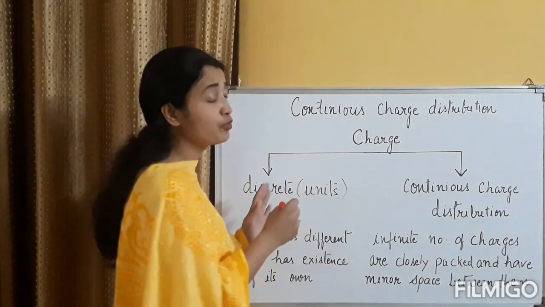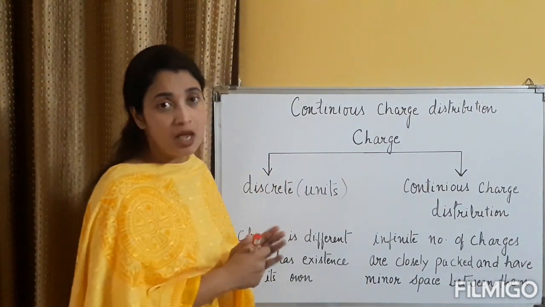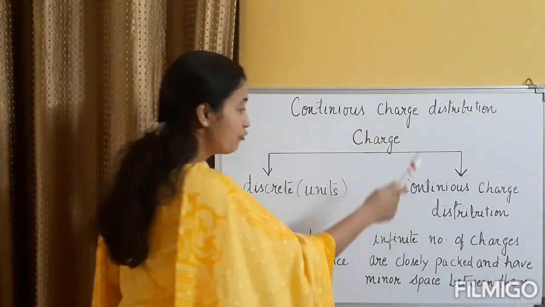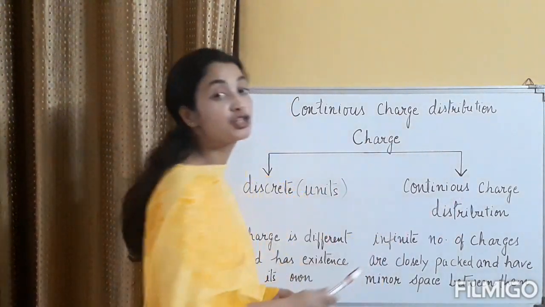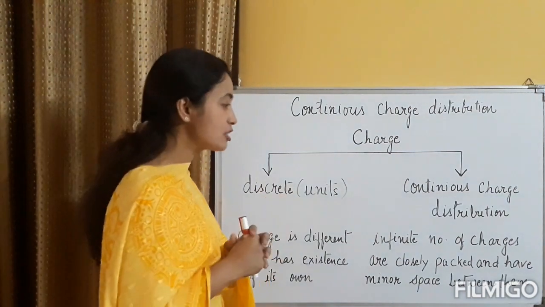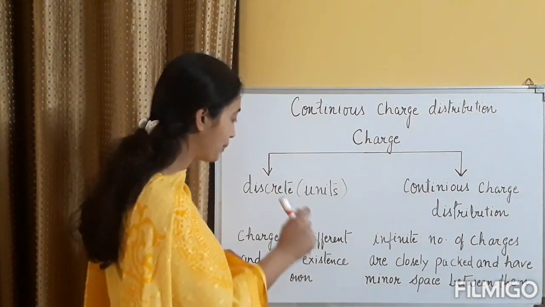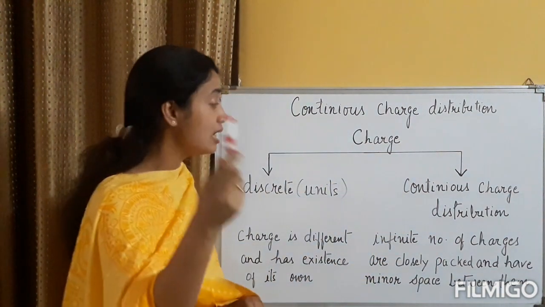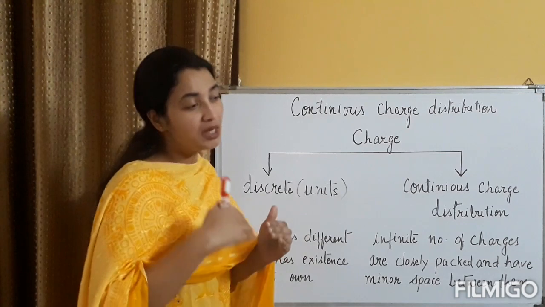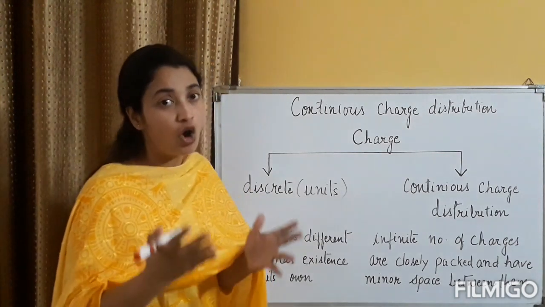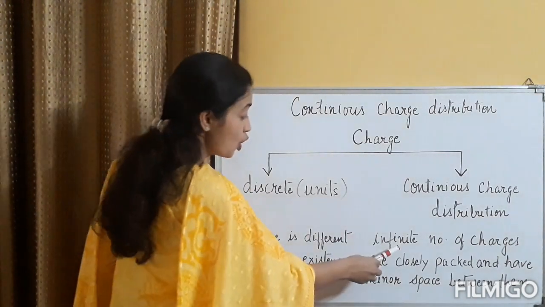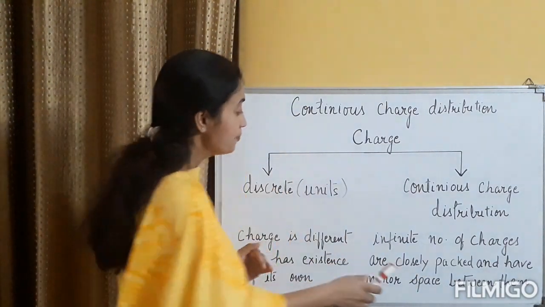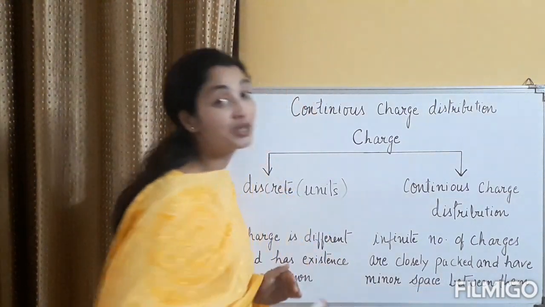But always we may not have discrete units. In most day-to-day life practical cases, we come across continuous charge distribution. It is a more practical way, because here an infinite number of charges, meaning a very large number, is much greater than the size of the object on which they are placed. So an infinite number of charges are closely packed and have minor space between them.